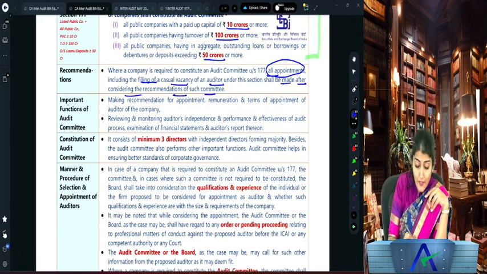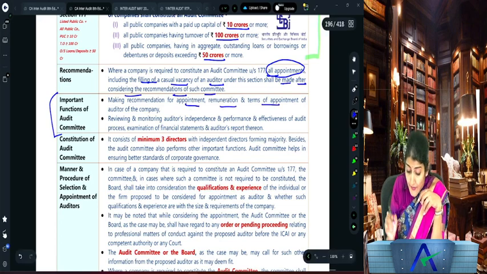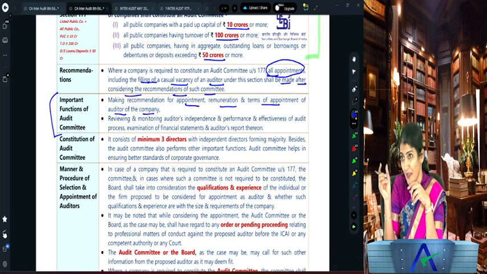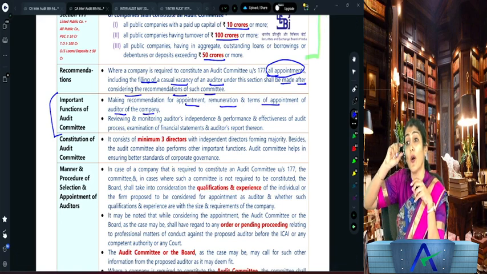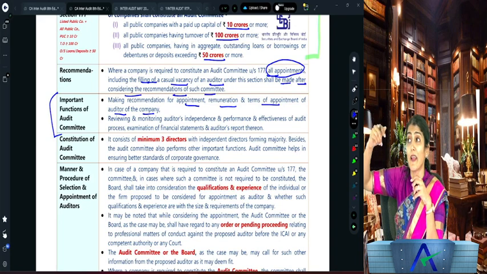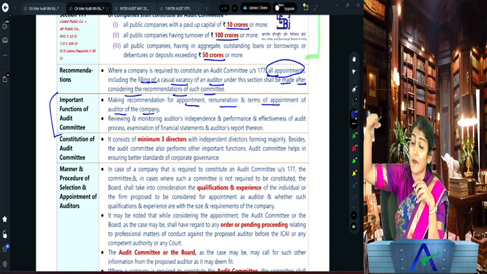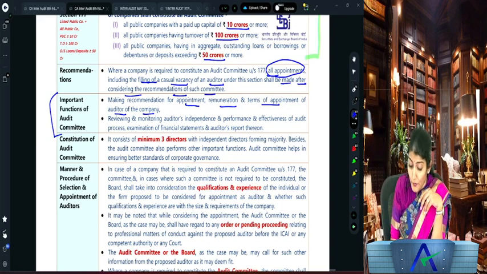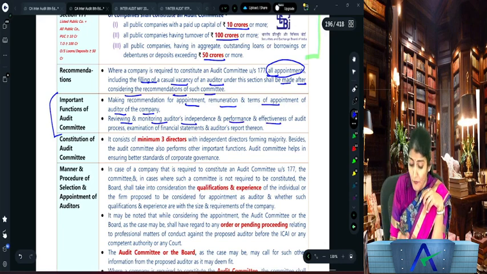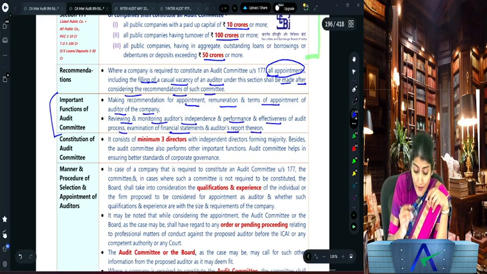And what are the important functions of the audit committee? They will recommend the appointment, remuneration and the terms of appointment of the auditor of the company. Look at the name of the committee only, audit committee. So audit committee means they will look into all audit related matters. So who should be appointed as the auditor of the company? And once a particular firm has been appointed as the auditor of the company, are the auditors doing the audit properly? Even that will be monitored by the audit committee. So reviewing and monitoring the auditors' independence, performance and effectiveness of the audit process, examination of financial statements and audit report thereon. So these are the functions of the audit committee.